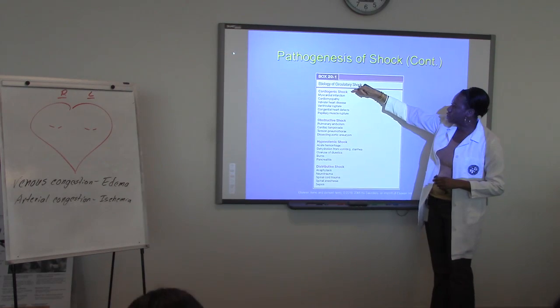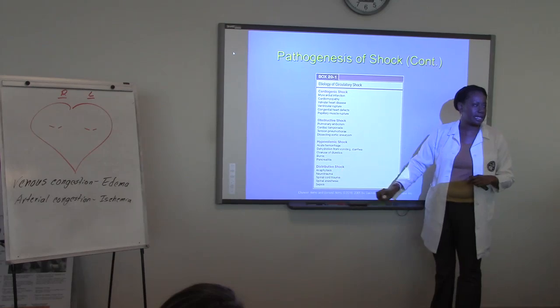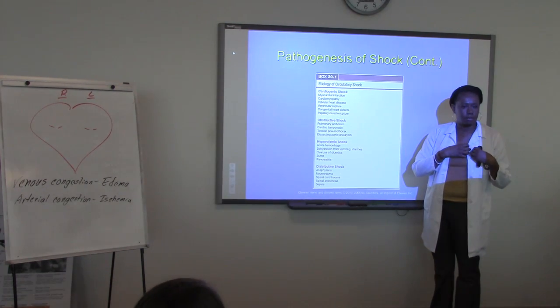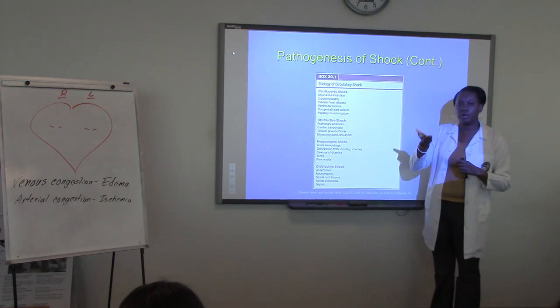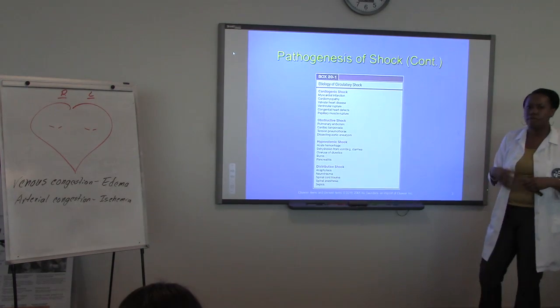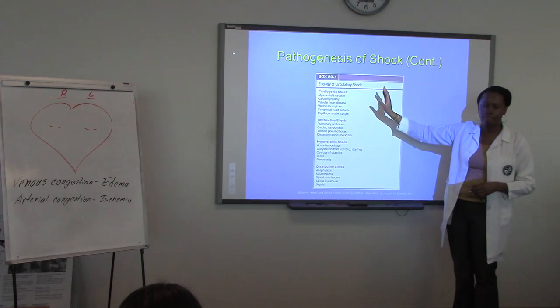So, cardiac shock or cardiogenic shock is anything, I don't want to say anything, but most things that have to do with cardiac dysfunction. Okay, so anything that's sort of cardiac related will fall under cardiogenic shock, okay, such as an MI, cardiomyopathy, valvular diseases, okay, things like that all fall under cardiogenic shock.